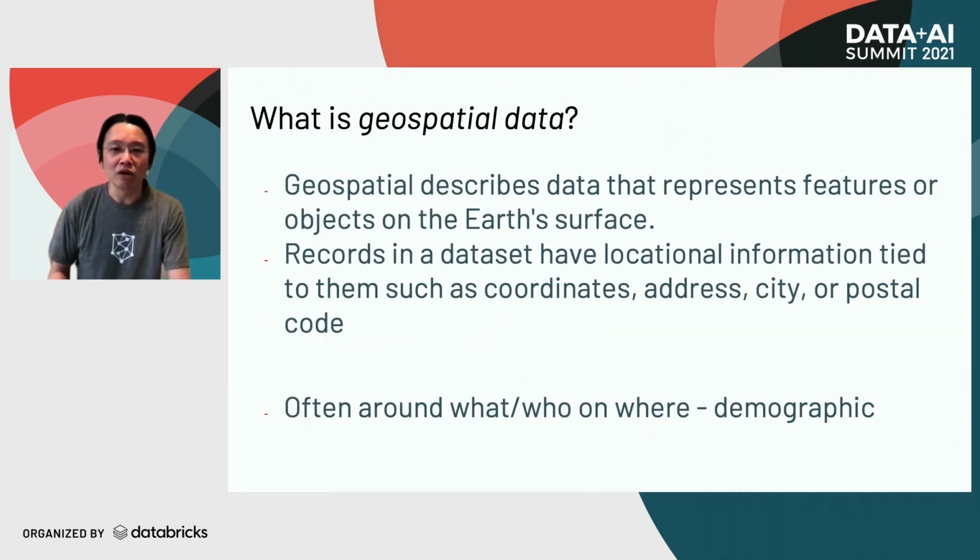But going further, what is geospatial data anyway? The term geospatial describes data that represent features and objects on the surface of the Earth. So these are data that have individual records. We have locational information tied to them, such as coordinates, addresses, city, or postal code. Well, but you can't really have where without what and who. So oftentimes these are all closely tied together. And so you have demographic information that's tied to the location as well. They oftentimes look at it together.